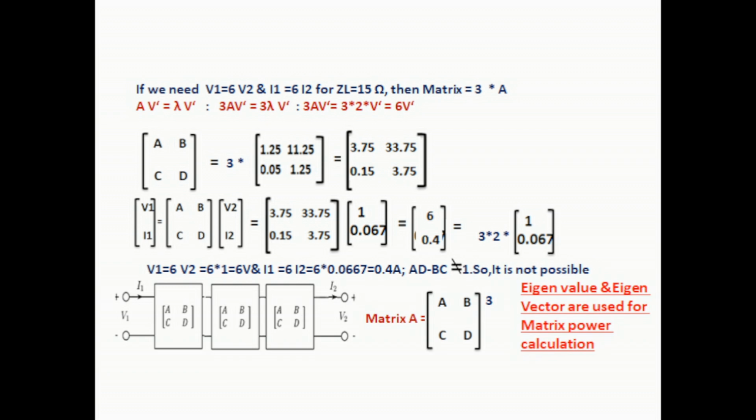So AD minus BC is not equal to 1. That means the determinant of the new matrix is not equal to 1. So it is not possible to calculate the new matrix using eigenvalue and eigenvector. Suppose this ABCD network is connected 3 times in cascade. That is, the new ABCD matrix equal to ABCD power 3. Now eigenvalues and eigenvectors are used for matrix power calculation.